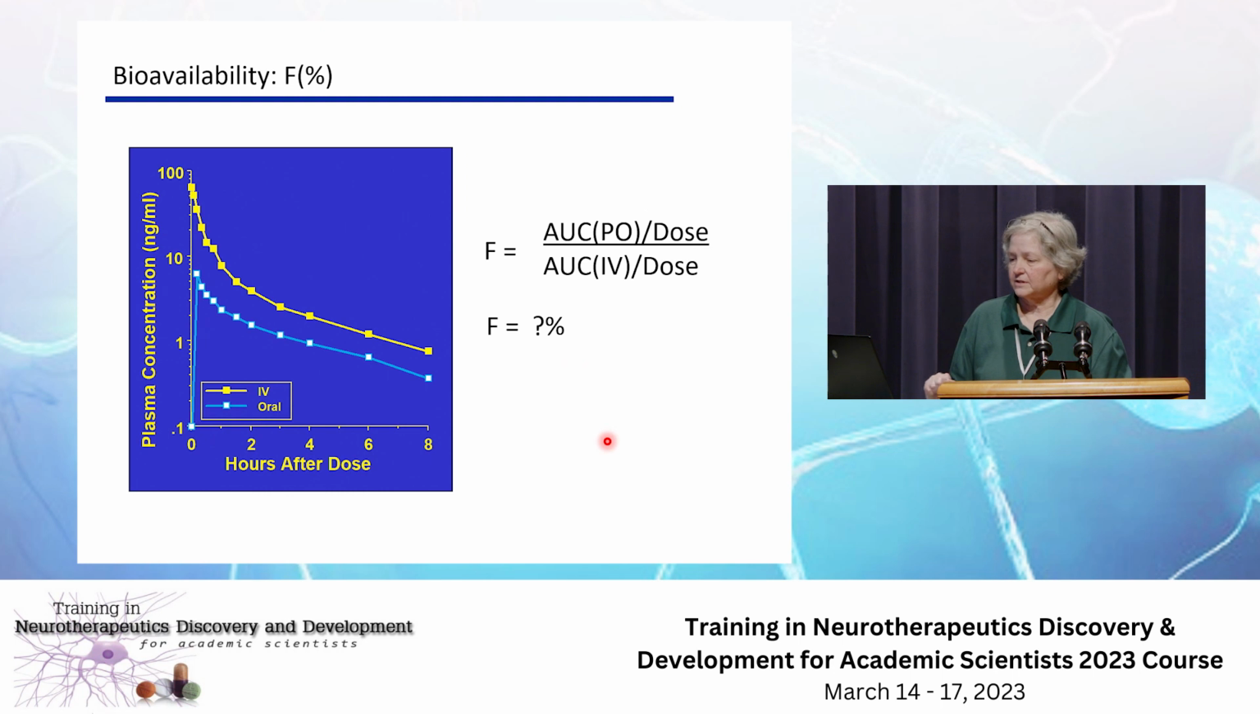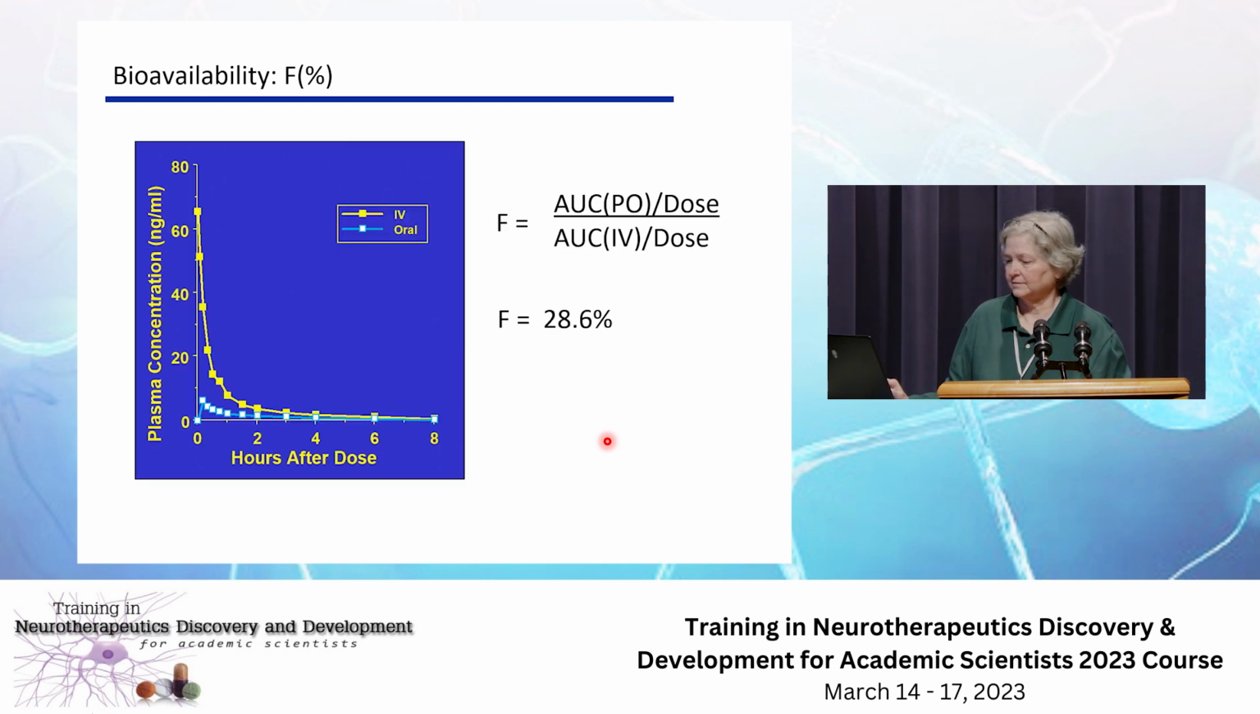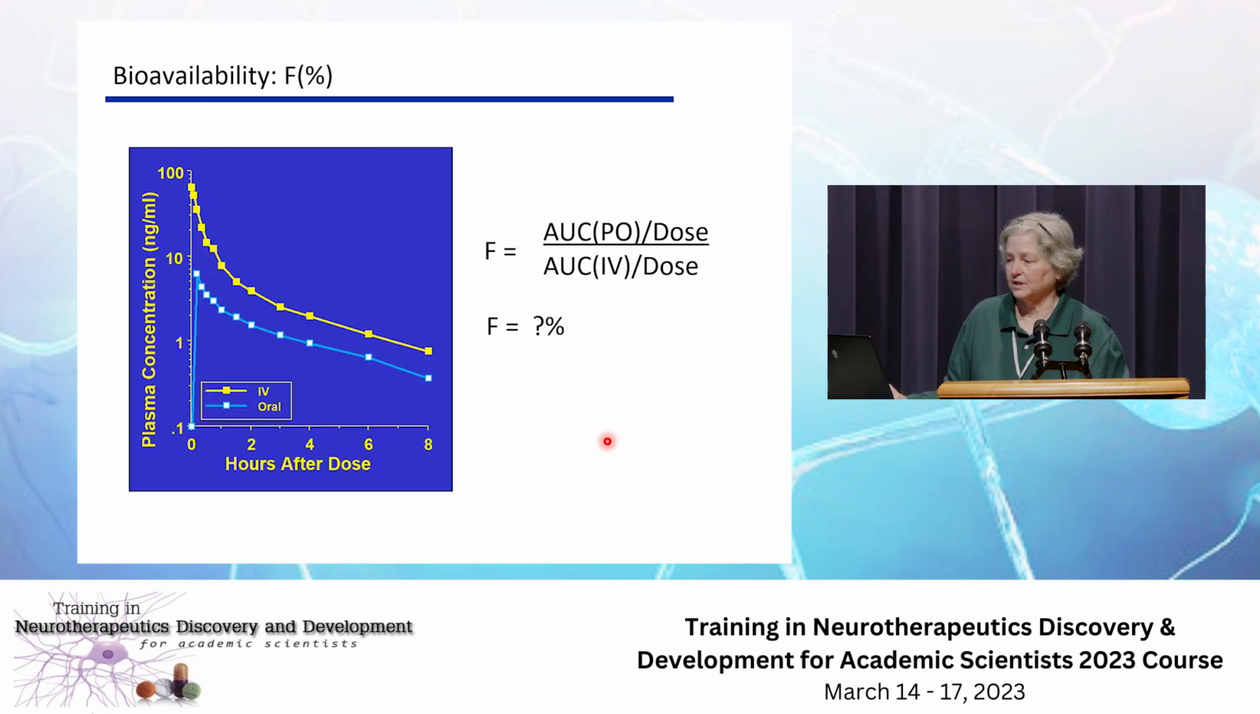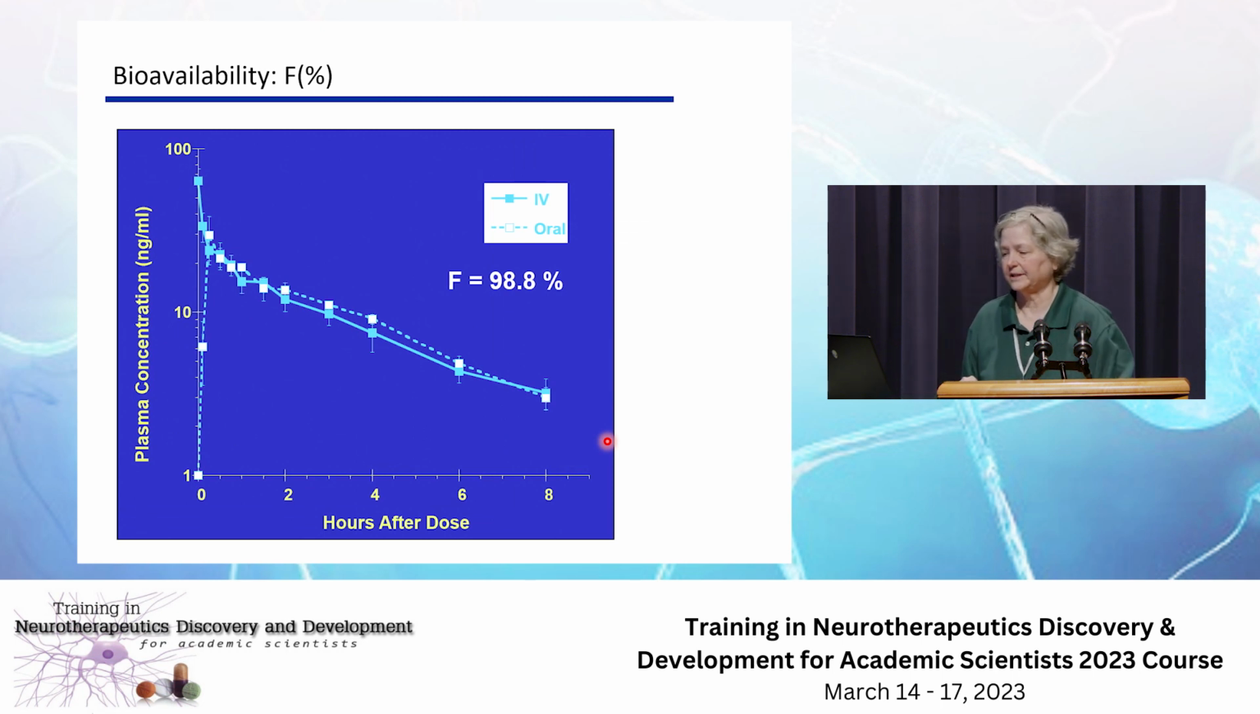So what's the bioavailability of this compound? Same data. This bioavailability is about 30% also. It's the same graph as on the previous slide, just now shown in a log scale. So what does high bioavailability look like? This is an example where the bioavailability is essentially 100%. If these two doses are the same, so they were both, say, 1 milligram per kilogram, then the IV and oral curves would overlap.